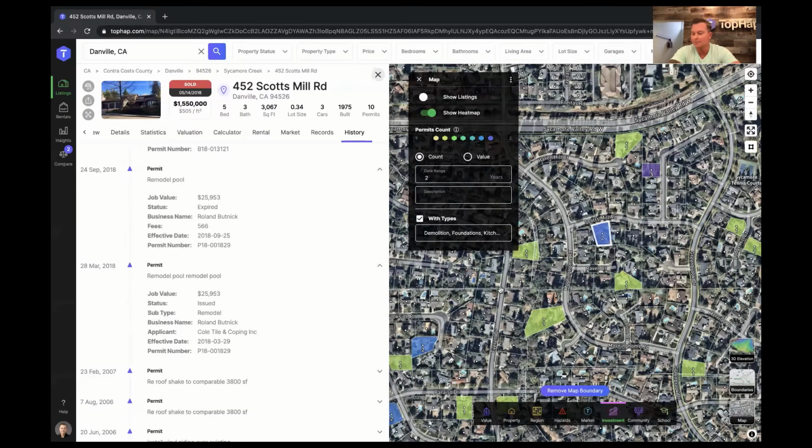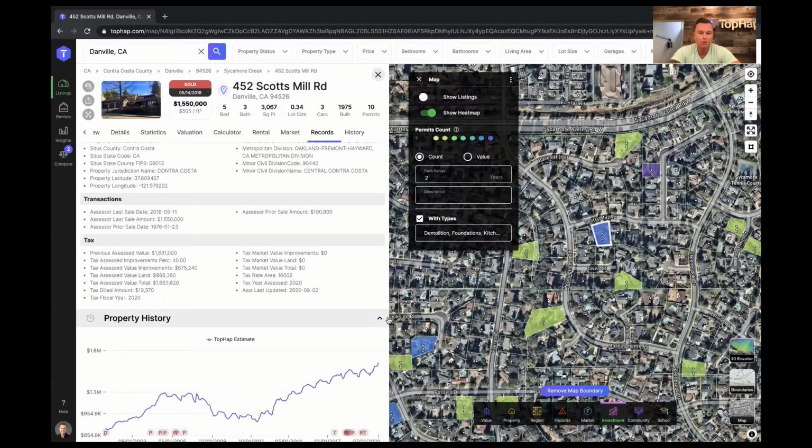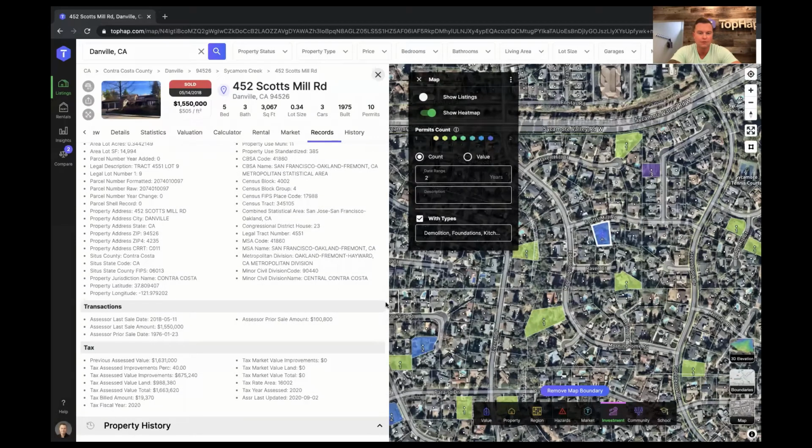Let's see. Dennis, what am I missing? Well, we have the ARV Calculator. Aha. Okay. Thank you, sir. This is a really cool tool. This has become one of our favorites.